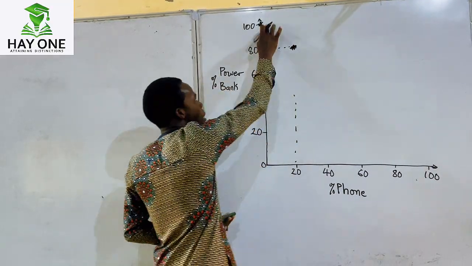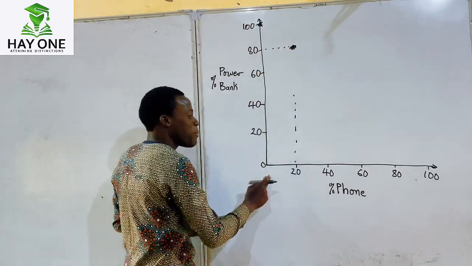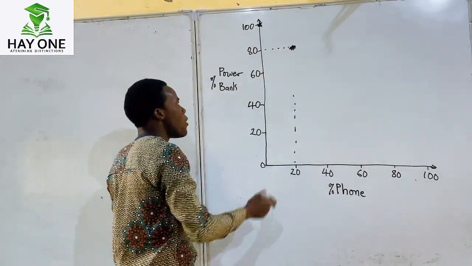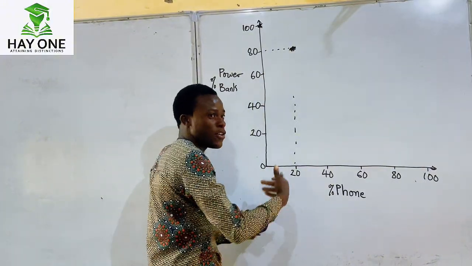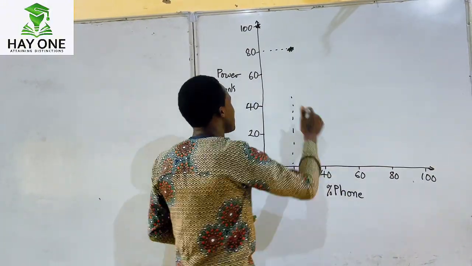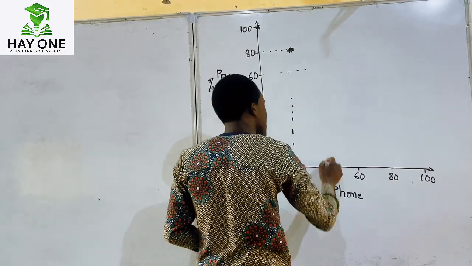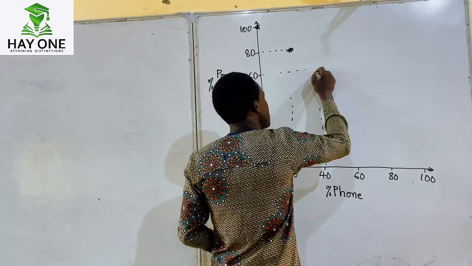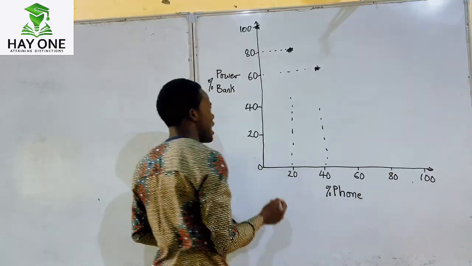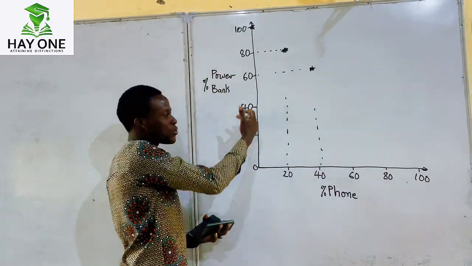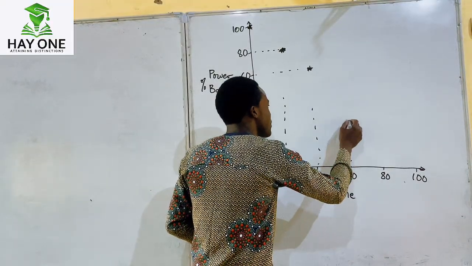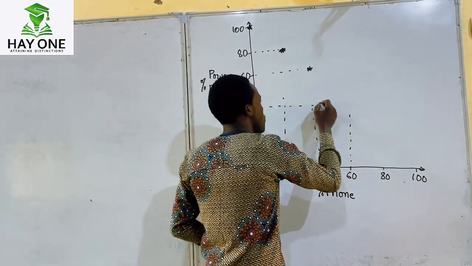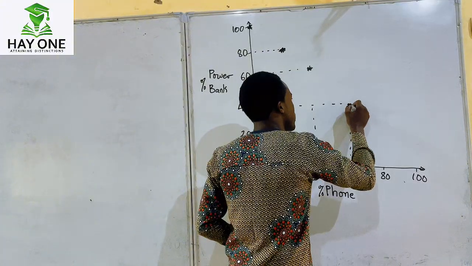So that means our power bank is coming down now, while the percentage of phone is going up. Now, when the power bank drops to 60 again, then the percentage of the phone will increase to 40%. Then if we trace this, we'll have something like this. Then when the power bank percentage drops to 40 again, then the phone will increase to 60. Now, we'll have another point here.